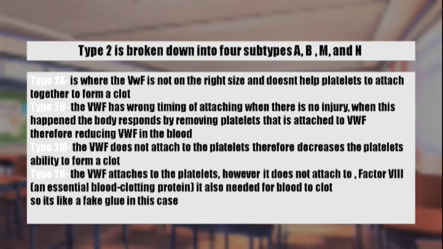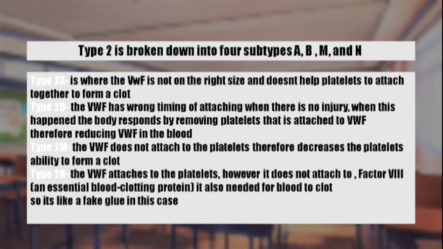Type 2B, the von Willebrand factor has the wrong timing of attaching when there is no injury. When this happens, the body responds by removing platelets that are attached to von Willebrand factor, therefore reducing von Willebrand factor in the blood. Type 2M, the von Willebrand factor does not attach to the platelets, therefore decreasing the platelets' ability to form a clot.